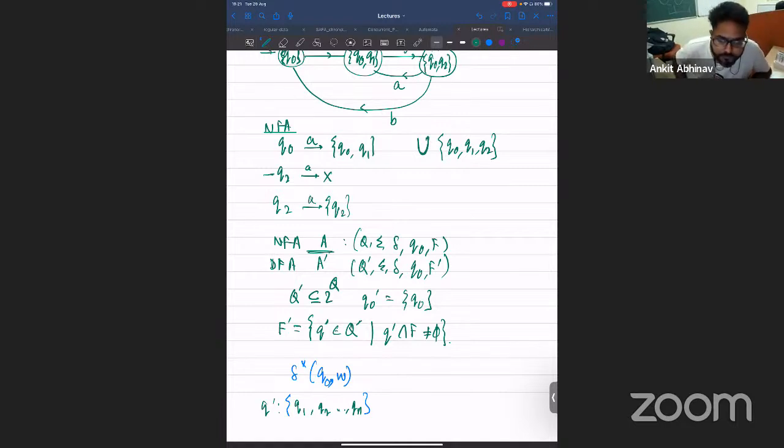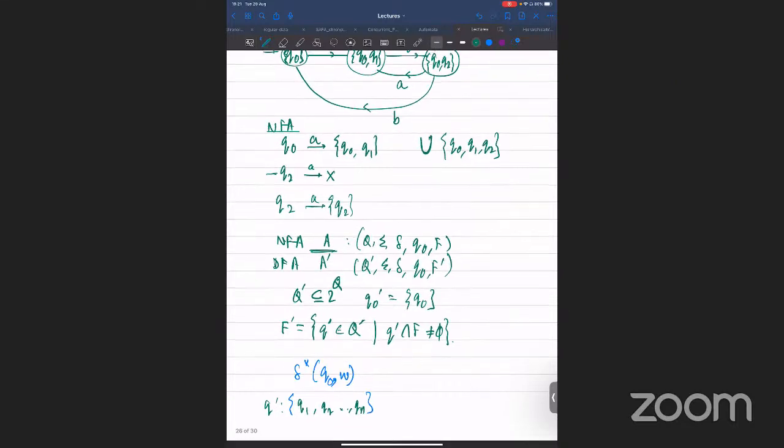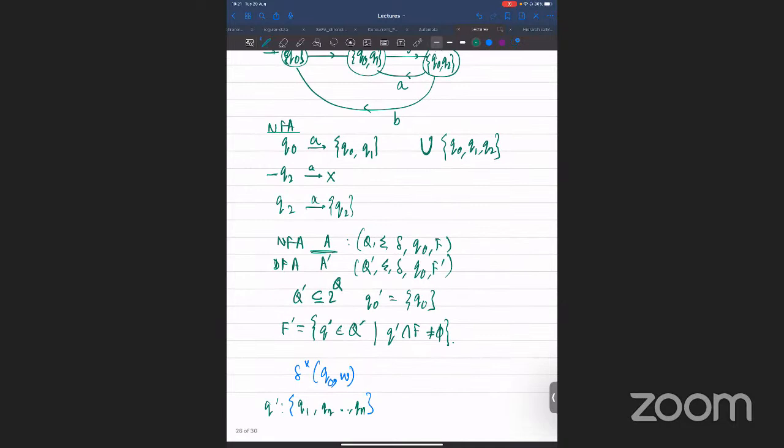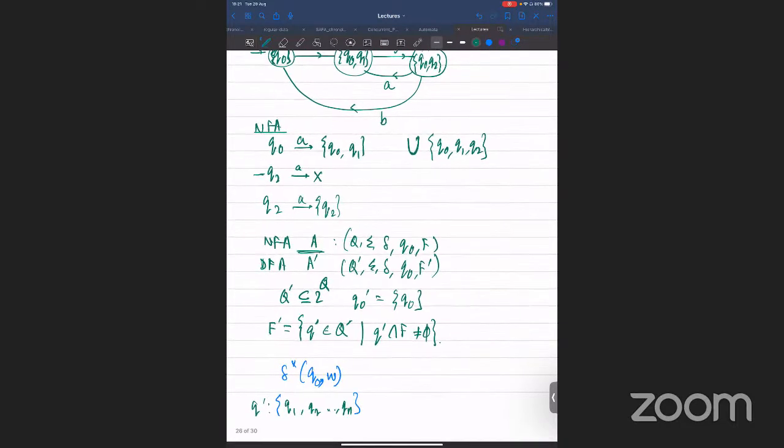Okay, great. And now one thing we have to define is how do you define the delta prime? How do you define the delta prime here in terms of the delta?